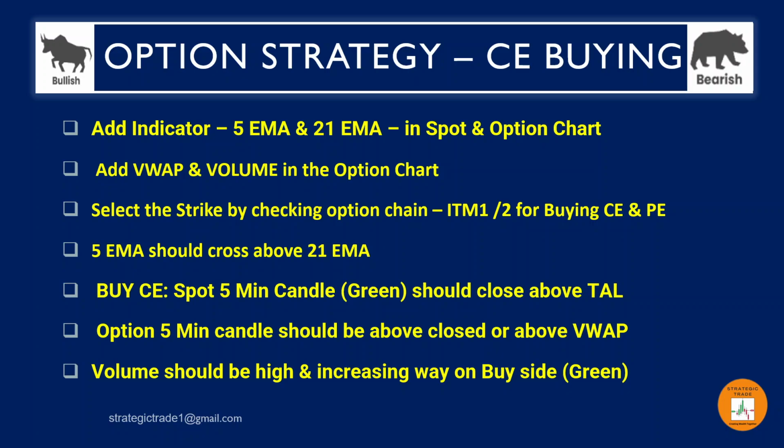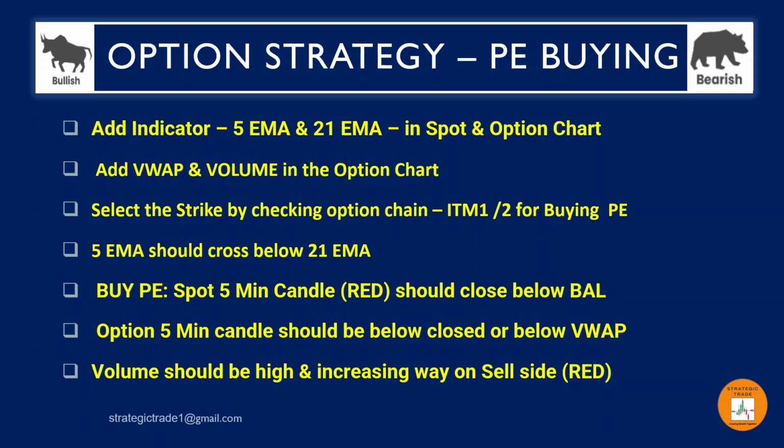On the option chart, the 5 minute candle should close above the VWAP. Then the volume should also be increasing. If it is a buying, a green bar should happen for the rising move. We will see that in the example.